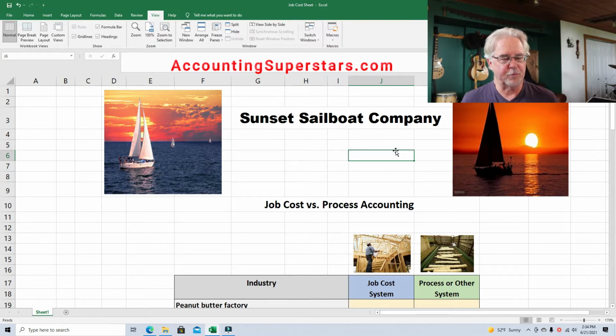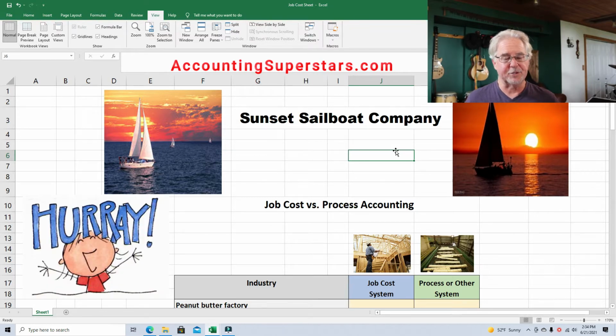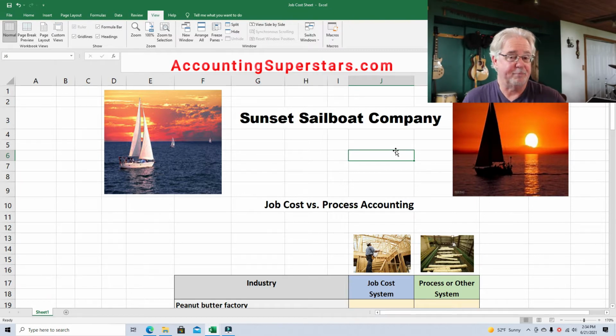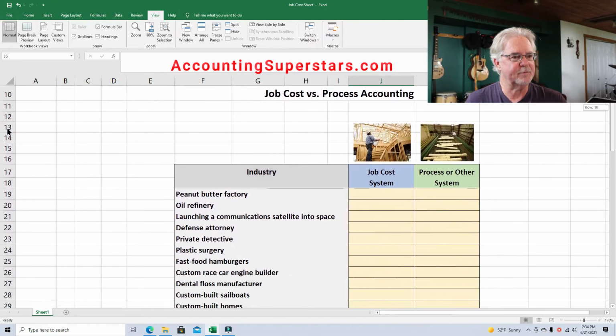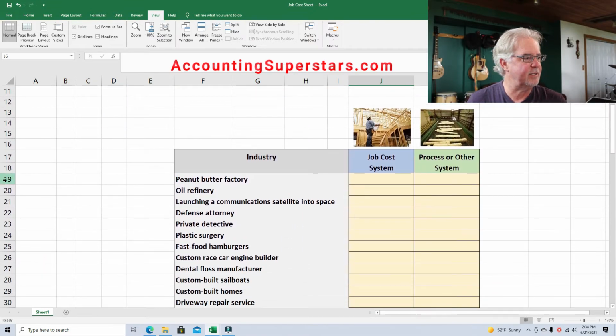So we're going to figure out how to distinguish between job costing and process costing. There are lots and lots of companies that do each, and probably companies that do both too. So it depends on the product, depends on the customer. So here's what's going on. Let me get this set up for us here. I'm going to scroll down, split the screen.